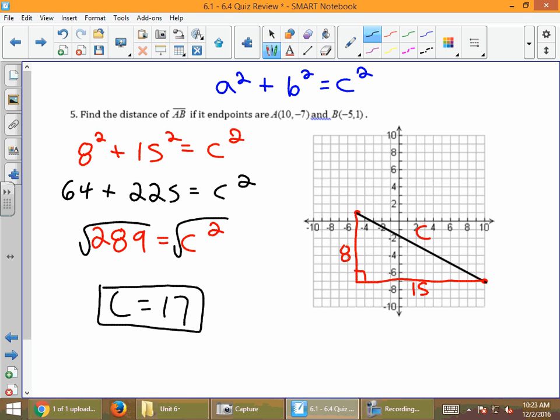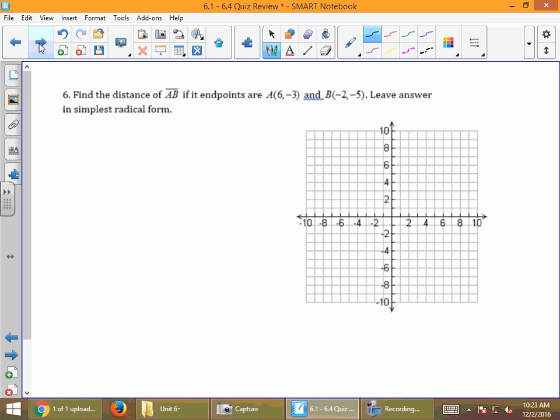Good. Questions with that? Let's make another triangle. Why not? We're in the triangle mood. Holidays are coming up. Let's make triangles.